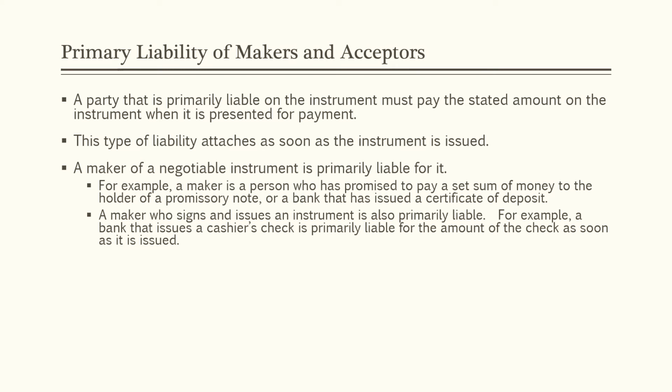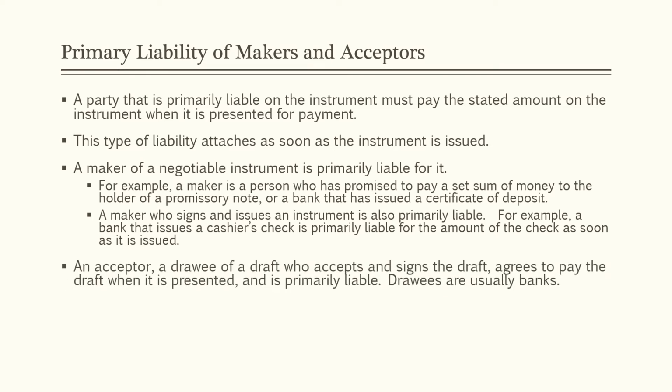Now, a maker who signs and issues an instrument is also primarily liable. For example, a bank that issues a cashier's check is primarily liable for the amount of the check as soon as it is issued, because the bank both issues and signs the instrument. An acceptor is a drawee of a draft who accepts and signs the draft. And an acceptor agrees to pay the draft when it is presented and is primarily liable. Drawees or acceptors, particularly with respect to checks, are always banks, and drawees are usually banks. They're usually not third parties.